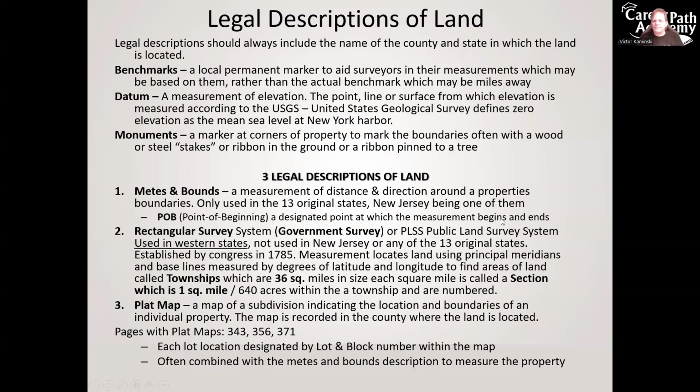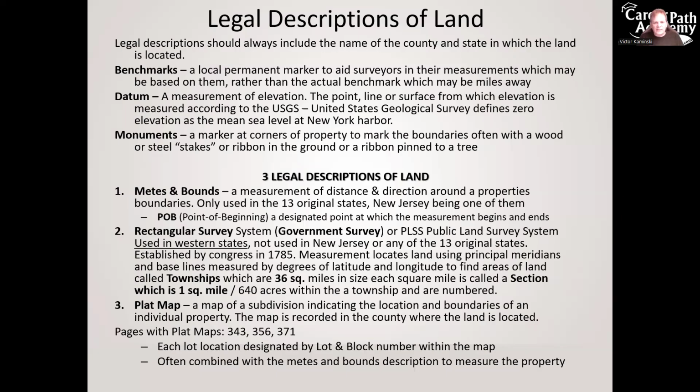So, metes and bounds. Okay, what is the legal description of land that's only used in the 13 original states? It's a measurement of distance and direction around the property. Metes and bounds. Which legal description of land begins and ends at a definite designated point, called the POB? Once again, that'll be the metes and bounds. I'm just showing you a lot of different ways that they could ask these questions, right? So you really need to study these to know the legal descriptions.